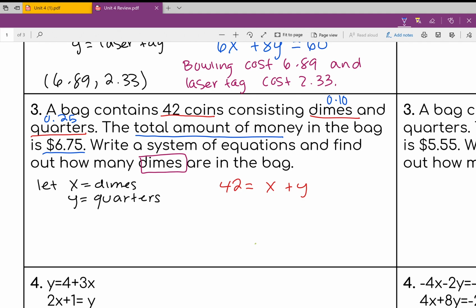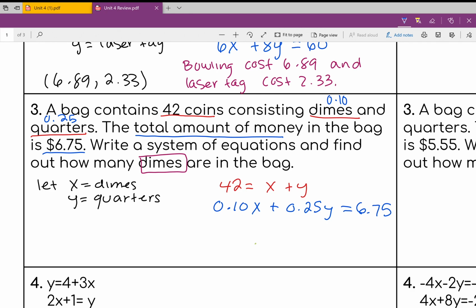The next one has money in it, so that's when we're going to use the dollar amount per each item. So it says the total amount of money. There's some dimes that we know are 10 cents each, and there are some quarters that we know are 25 cents each, for a total of $6.75. So 0.10x plus 0.25y is equal to 6.75.